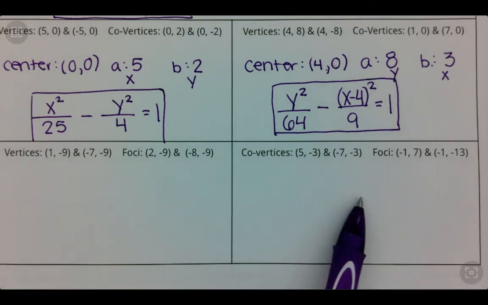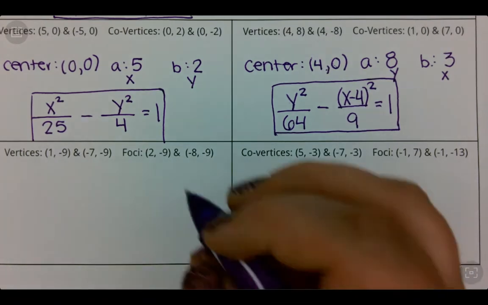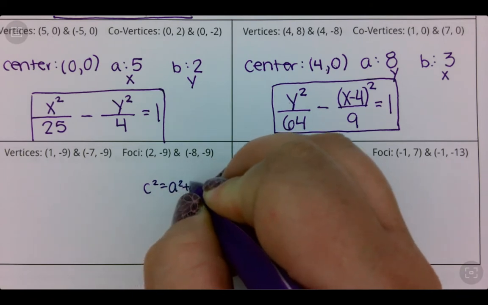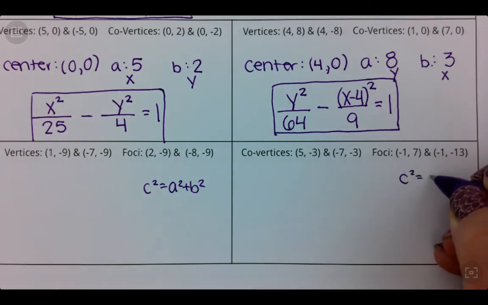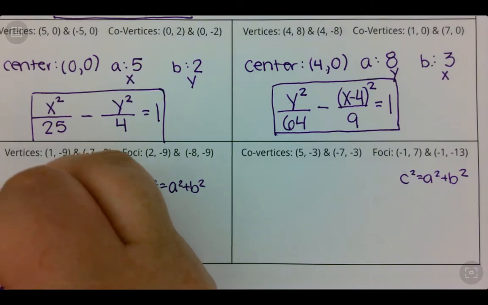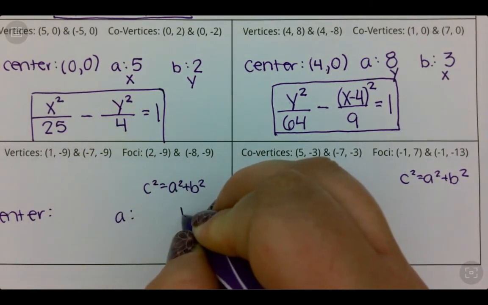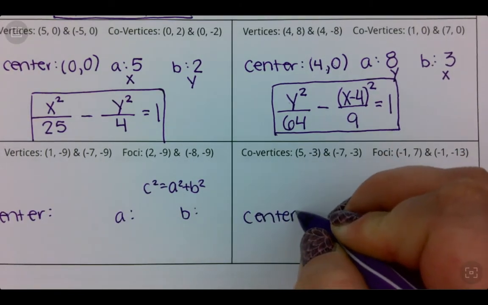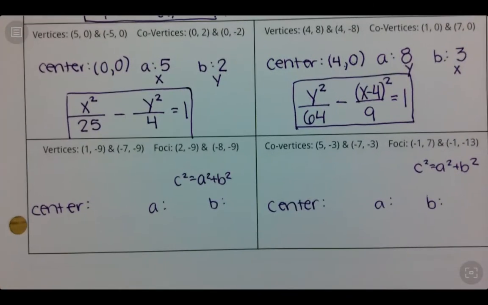Okay, we've got 2 examples left, but you'll notice that both of these have foci in them. That means you're going to have to use this formula. Okay, so I'm going to go ahead and make my list a little bit lower this time. I need my center, I need my A, and I need my B. Those are the 3 things you need to write the equation.